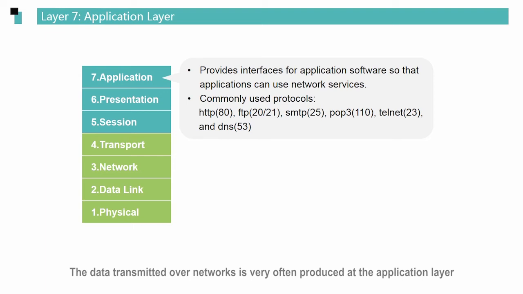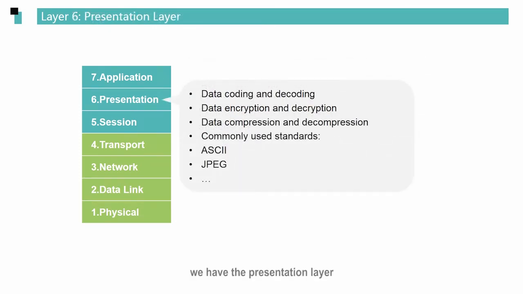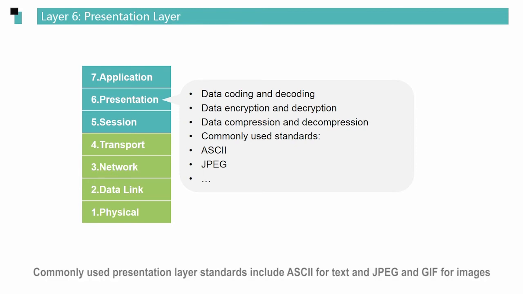The data transmitted over networks is very often produced at the application layer. For example, when we access a website or download a picture or some text, this data is being transmitted using HTTP. Next, we have the presentation layer, which is responsible for the encoding and decoding, encryption and decryption, the compression and decompression of data. Commonly used presentation layer standards include ASCII for text and JPEG and GIF for images.